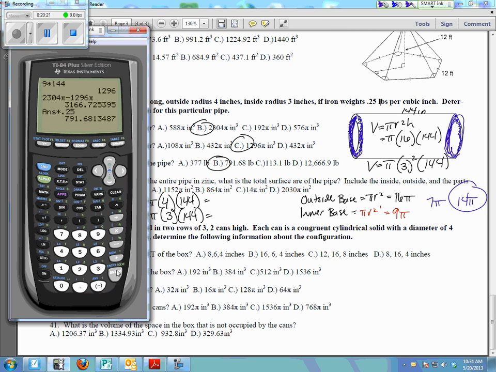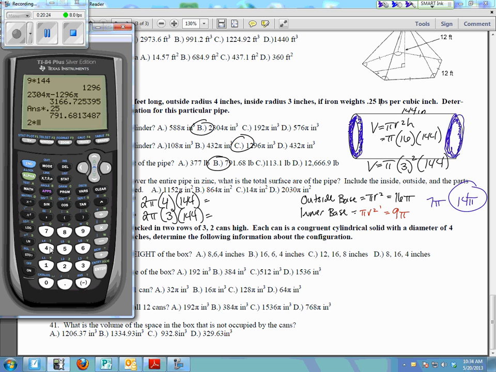So now, we've got 2 times 4 times 144. So this is going to be 1152 pi. And then 2 times 3 times 144. It's going to be 864 pi. I'm going to add those things together with my 14. So 1152 plus 864 plus 14. And that gives me 2030 pi. So D is my option.